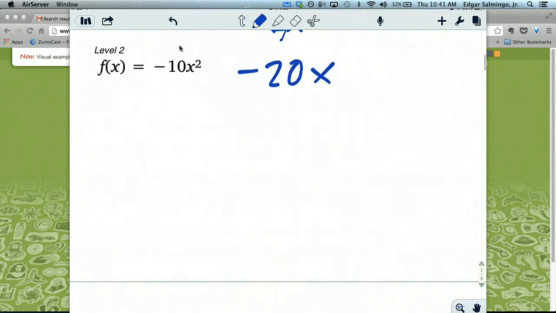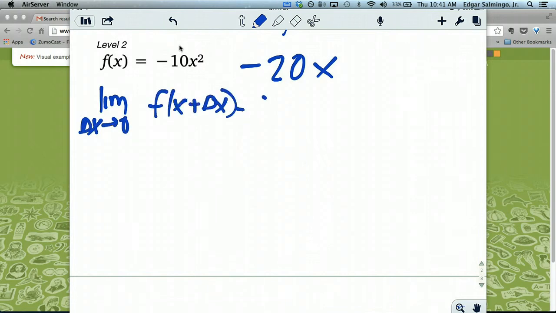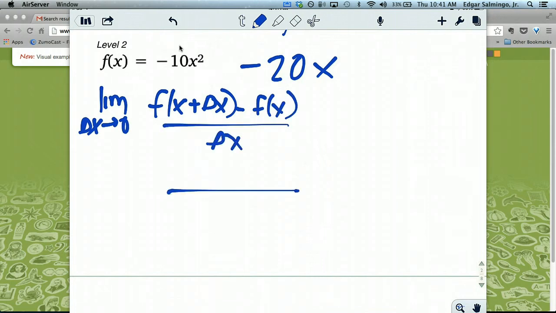On the next one, so that you understand how to do this, I'll write down the formula: the limit as delta x goes to 0 of the slope formula, which is f of x plus delta x minus f of x over delta x. Again, I'm just going to plug it into the formula. There's 3 pieces. 2 of them are very easy. The delta x is very easy. And then f of x, I'm just going to copy from the problem, so minus a negative 10x squared.